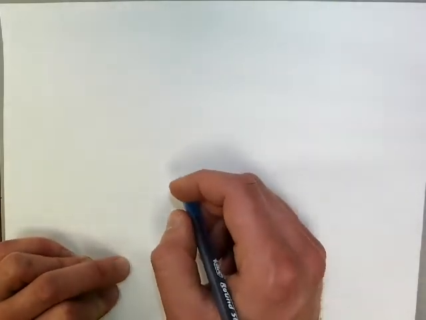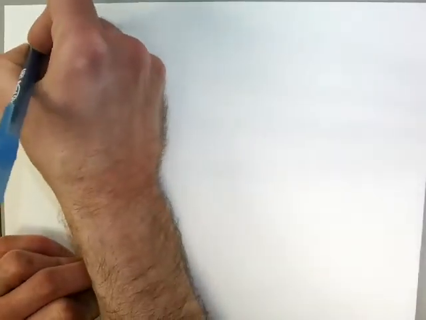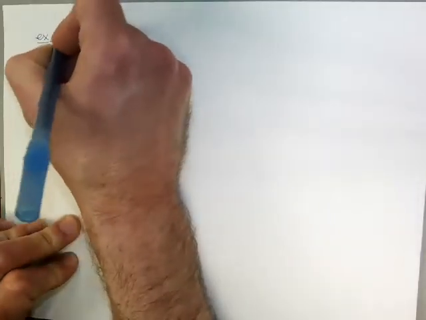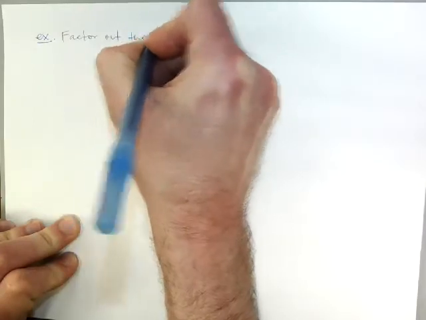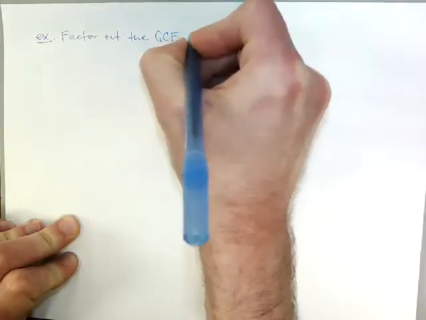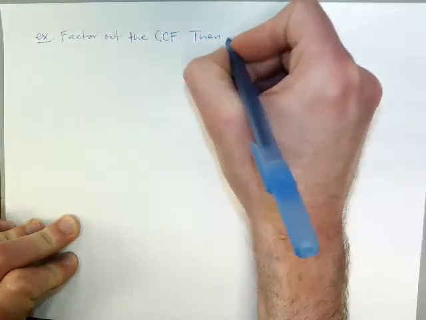So let's do some problems where we combine our methods. Eventually, we're going to want to be able to factor any polynomial, and it could require using the GCF, the grouping, and then some more methods that we cover in the rest of the chapter. Here we just have GCF and grouping. So factor out the GCF, then factor by grouping.